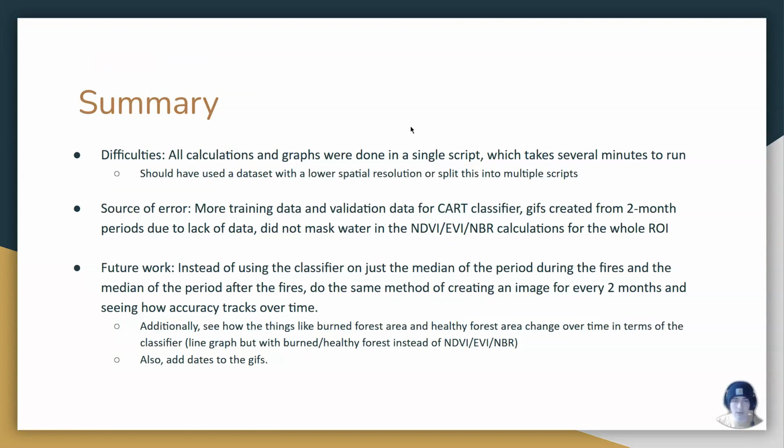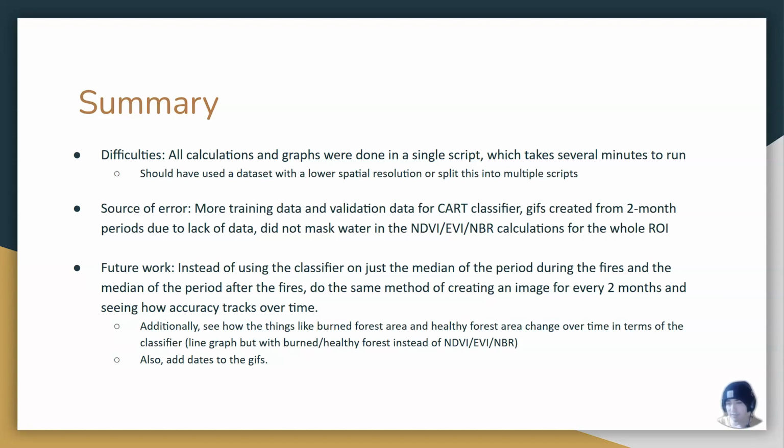In summary, some difficulties: all the calculations and graphs were done in a single script, which took a while to run. In hindsight, I should use a dataset with a lower spatial resolution or split this into multiple scripts. Sources of error: I should use more training data and validation for the CART classifier. I was already using like 200 to 300 points, but I could have used more, especially for the validation data. I also should have masked for water for NDVI, EVI, and NBR calculations, especially for the whole ROI, because there's a little bit of water in it. So I should have accounted for that.